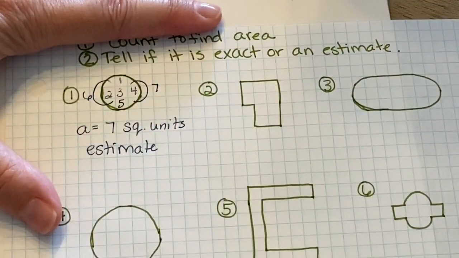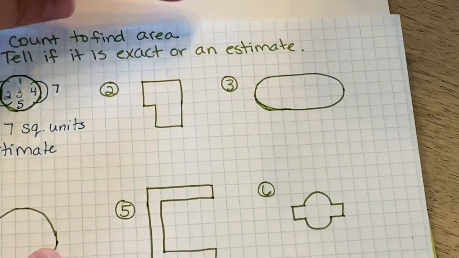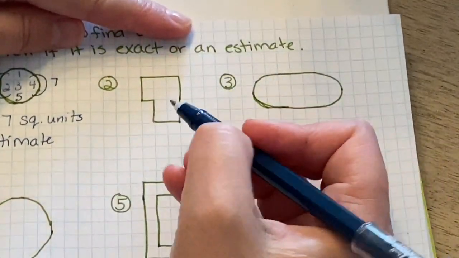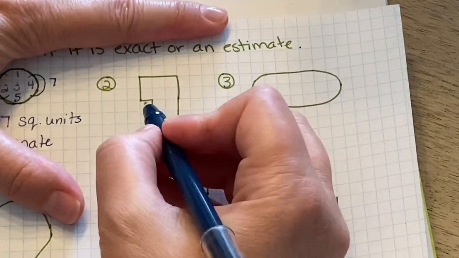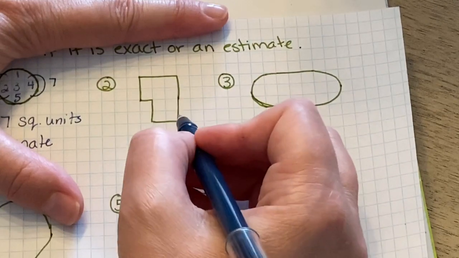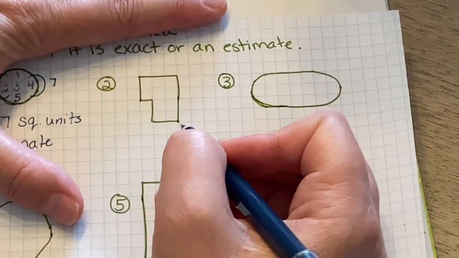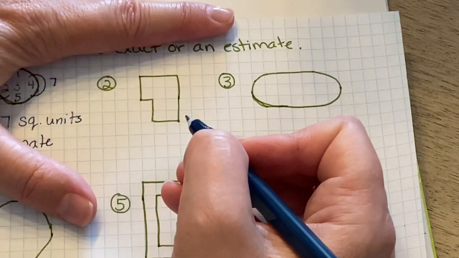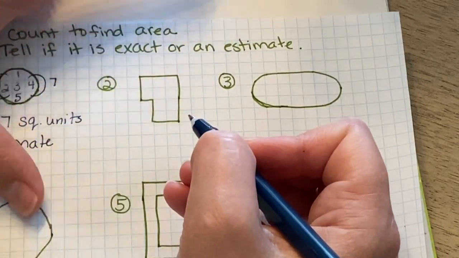All right, let's look at number 2. Number 2, we have here, we could multiply. If we had done this on morning work, we would divide it into 2 separate rectangles and find our area. But today we're not doing that. We're counting to find our area.